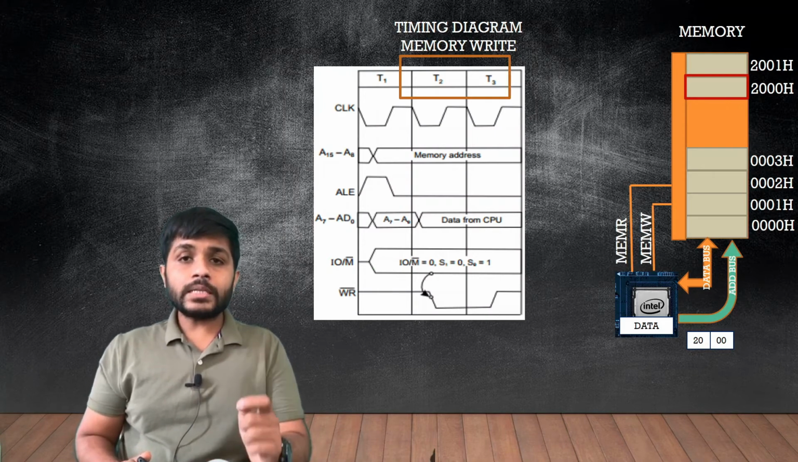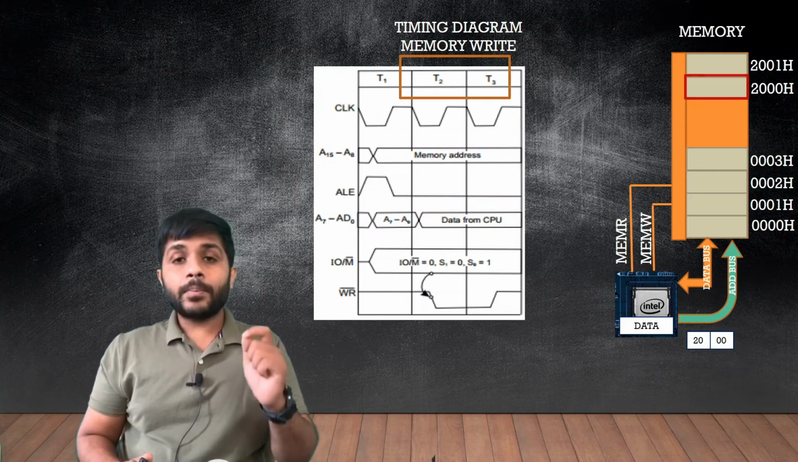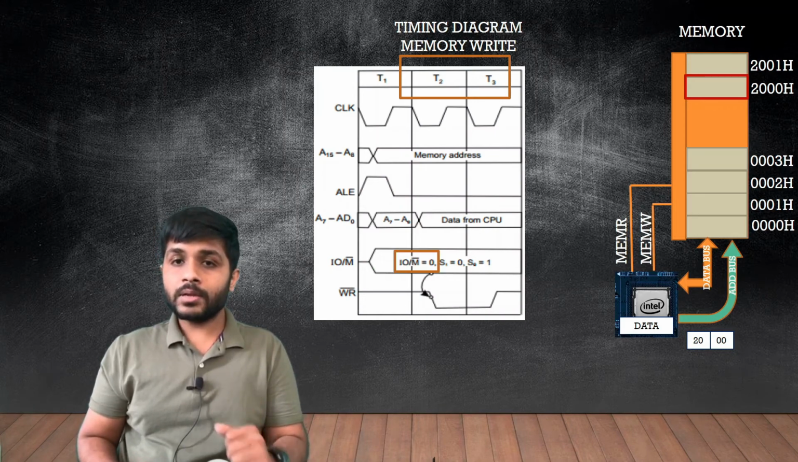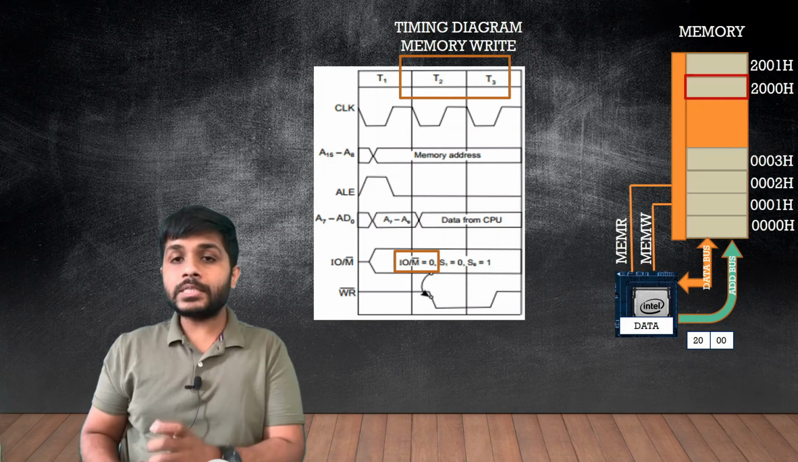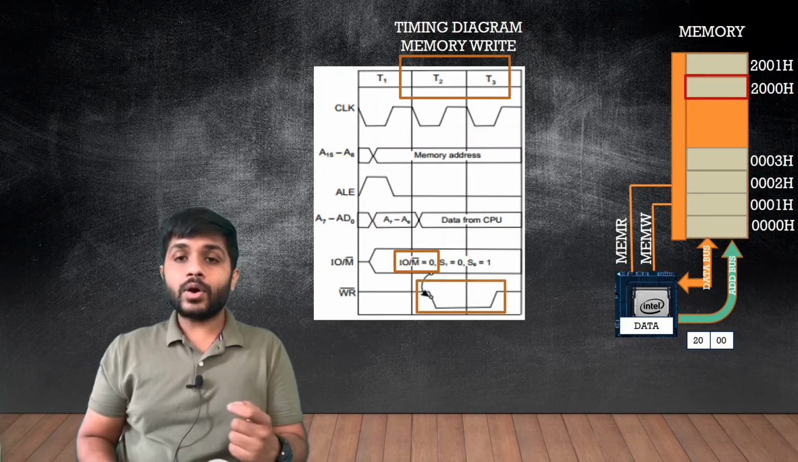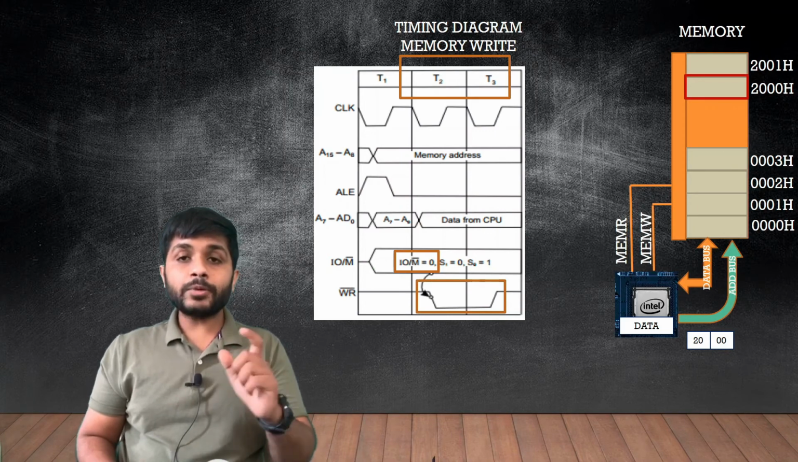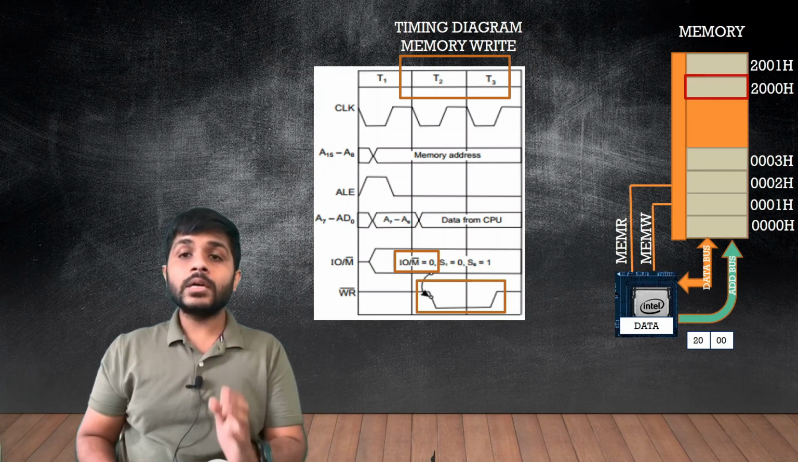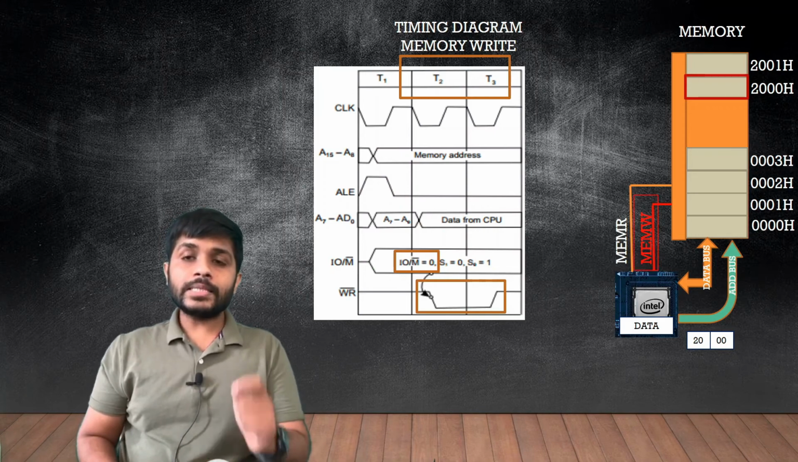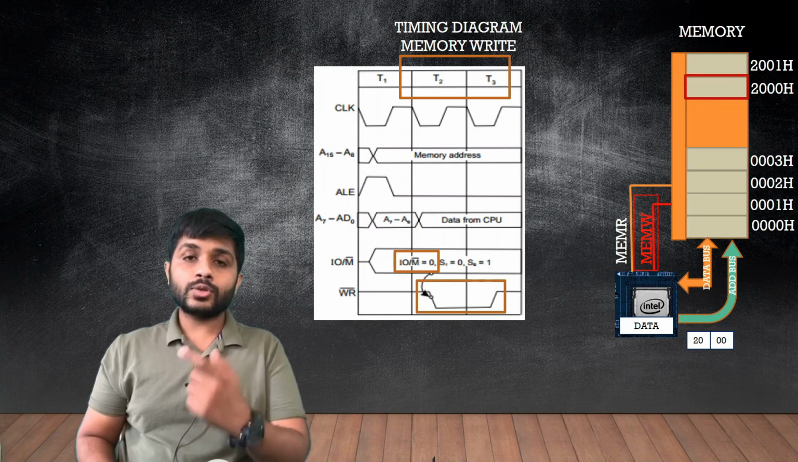So to generate the memory write, the processor will combine two signals. The value of the IO/M bar will be 0 and the value of the write bar will also be low. And when the microprocessor combines these two signals, the memory write signal will be generated. So you can see on the screen that the processor has sent the memory write signal to the memory.